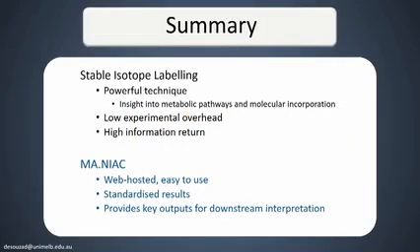So just to summarize then, we've already established that stable isotope labeling is a hugely powerful technique. It's going to give you insights into metabolic pathways and molecular incorporation that you're not going to get just from steady state experiments. Realistically, it is low experimental overhead with a really high return. In terms of MANIAC, it's web hosted and easy to use, or can be downloadable. You have these standardized results, and it provides you with these key outputs for downstream interpretation.